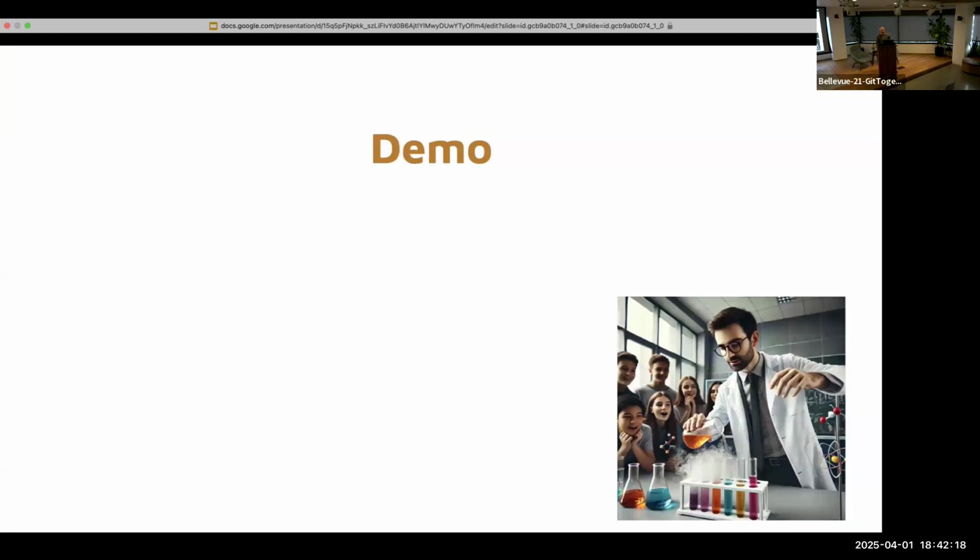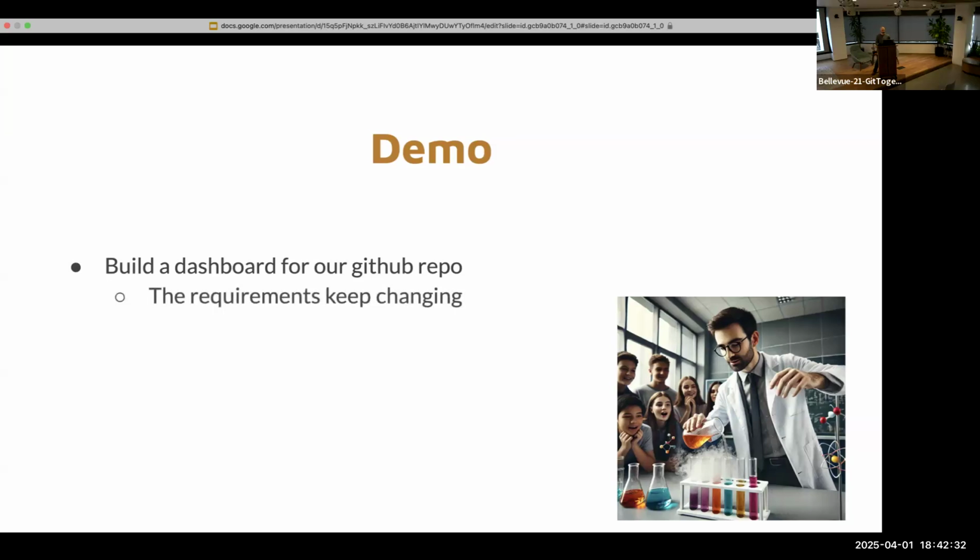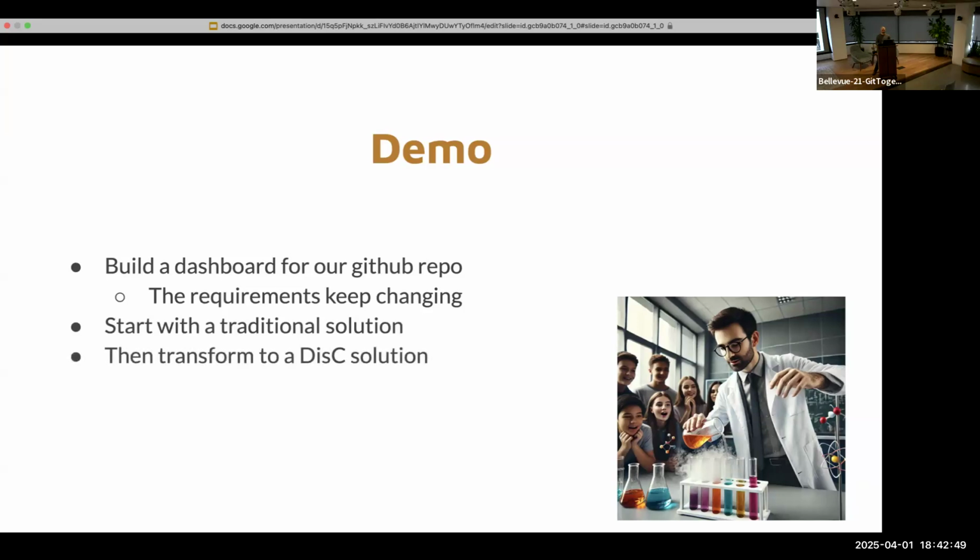All right, so we're going to do a little demo. Our manager keeps bugging us about these really quick requests to get some statistical data for our GitHub repo where we keep our code. And the requirements keep changing. They keep pinging us, oh, you're a superstar, you can build this in 30 minutes, I just need this really quick, right? I don't know if everybody's had that. So we're going to start out with a traditional solution and then transform it into a DISC solution.